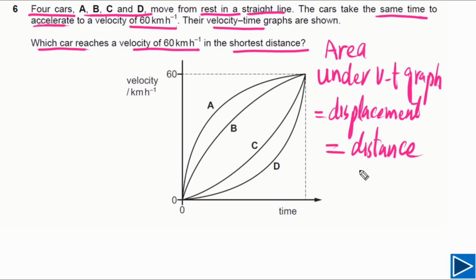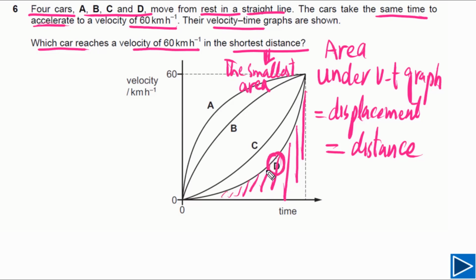The next thing we need to understand, the shortest distance. Shortest distance simply means the smallest area. Now simply we need to find out the car with the smallest area, meaning the VT graph for the car which has the smallest area. So this curve, if you look at D, this area is the smallest. So the answer is D.